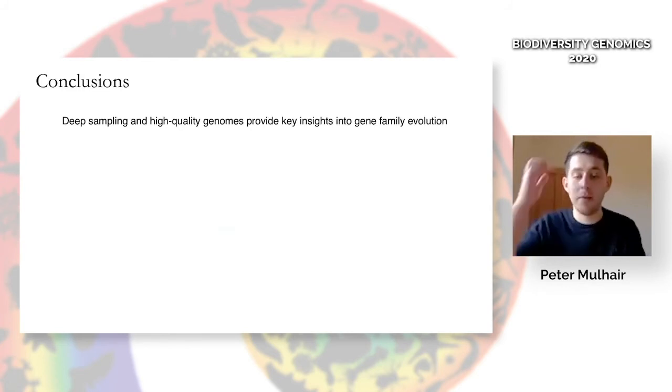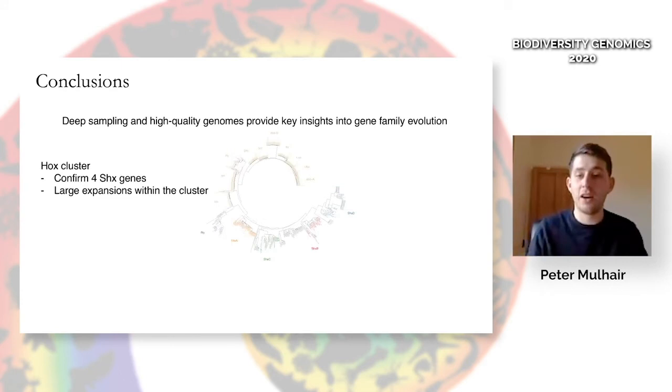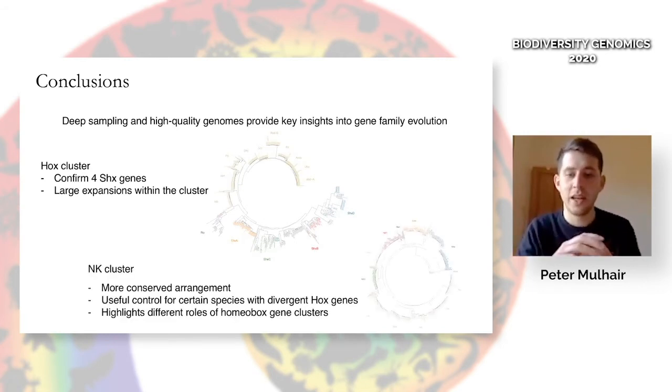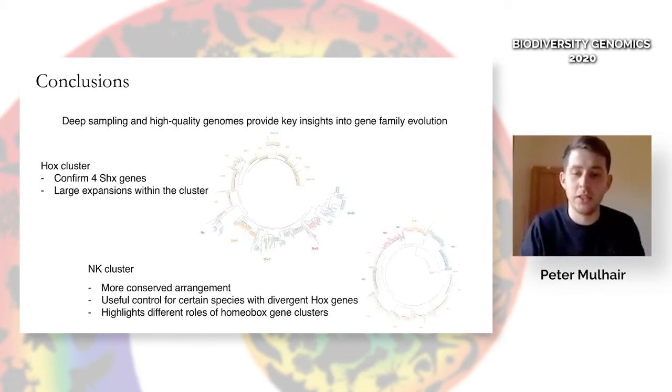So to conclude, it's undoubtedly deep sampling and high quality genomes really provide key insights into how gene families evolve. For the Hox cluster of homeobox genes, we're able to confirm the presence of the 4 SHX genes within Lepidoptera, and also find some interesting patterns of gene evolution, such as these large expansions we see in certain moth lineages. We see a different view of the NK cluster of homeobox genes, of a more conserved evolution relative to Hox genes. It also highlights the different ways in which homeobox genes may evolve.